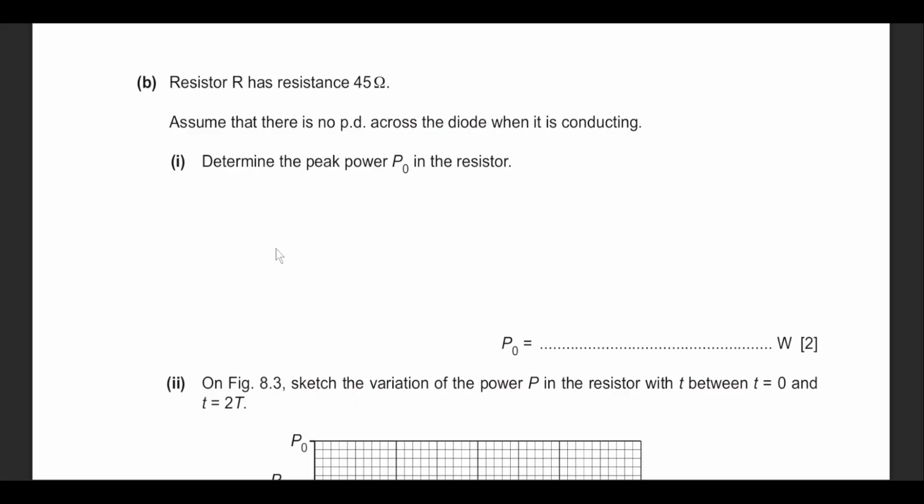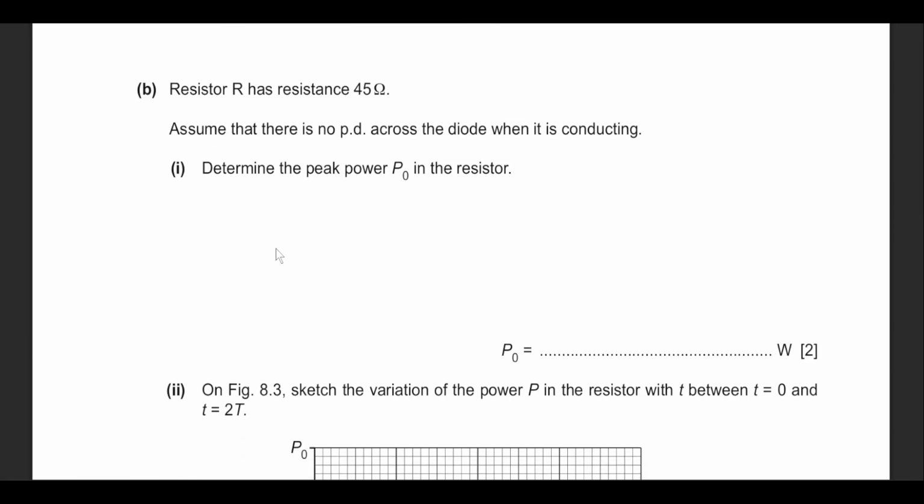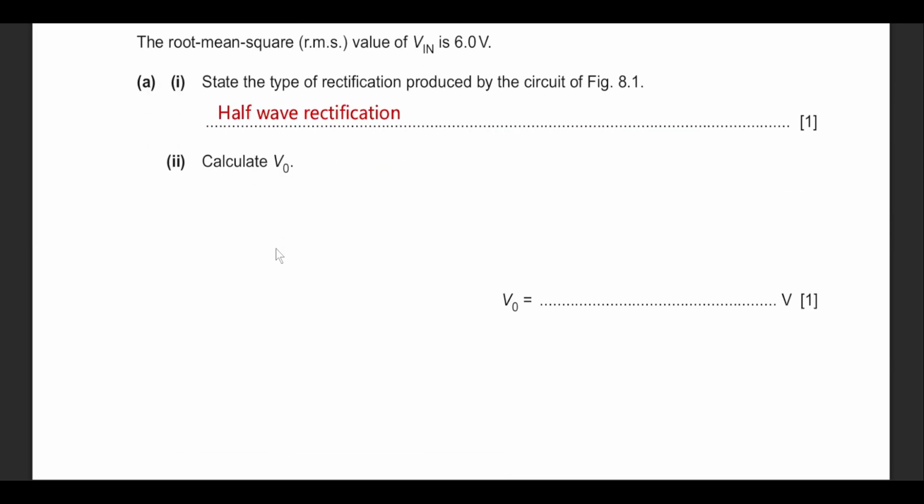And how about this? The resistor R has a resistance of 45 ohms. In the circuit, this is 45 ohms. Assume that there is no potential difference across the diode when it's conducting, which it generally does, but let's say that it doesn't. Determine the peak power. So peak power is equal to V peak squared divided by R. So the peak is, I think we missed a part, sorry, we missed a part here.